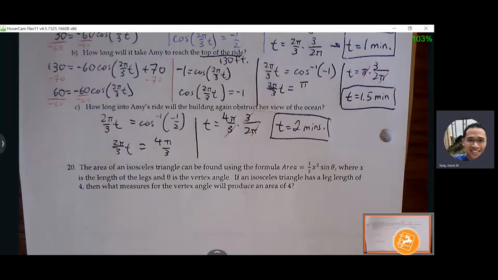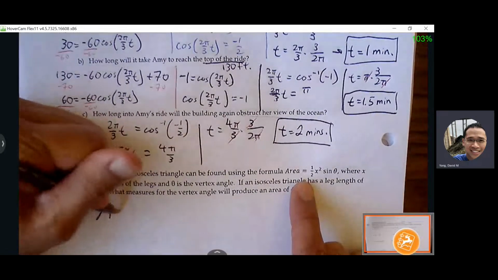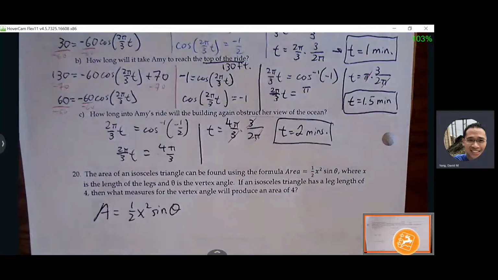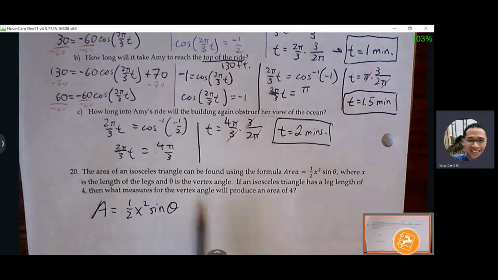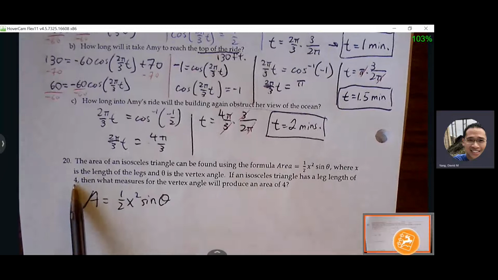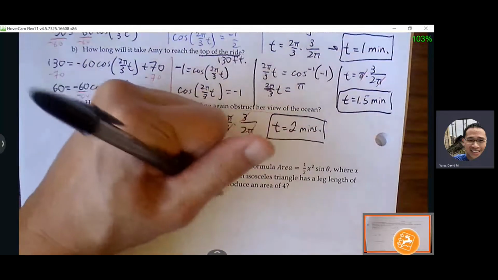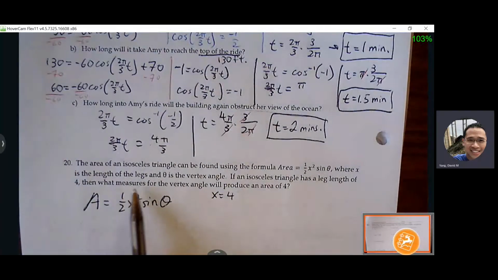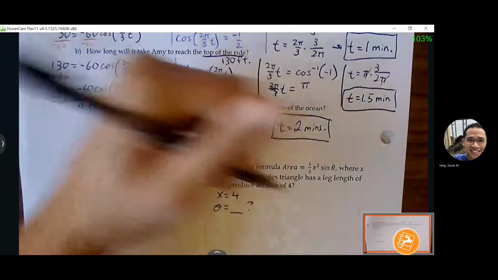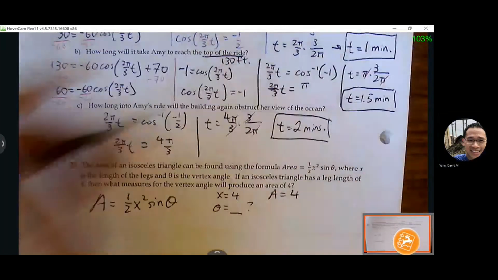All right, number 20. Area of an isosceles triangle can be found using the formula 1/2 x squared sine theta. I'll put that here. Where x is the length of the leg and theta is the vertex angle. If an isosceles triangle has a leg length of 4, so that's the x value, when x equals 4, then what measure for the vertex angle will produce an area of 4? So we're looking for theta when the area is 4.